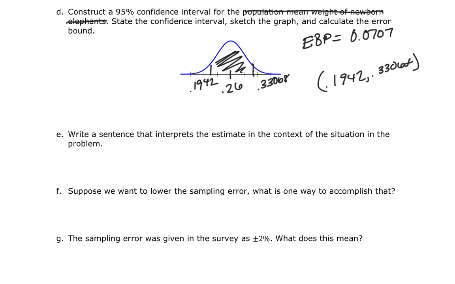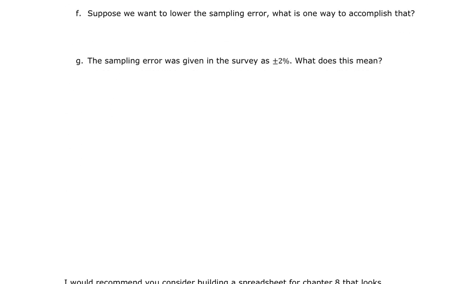The last thing here is the sampling error was given in the survey as plus or minus 2%. What does this mean? That means a sampling error that the true proportion can be 2% above or below the sample proportion. So that's what that means.